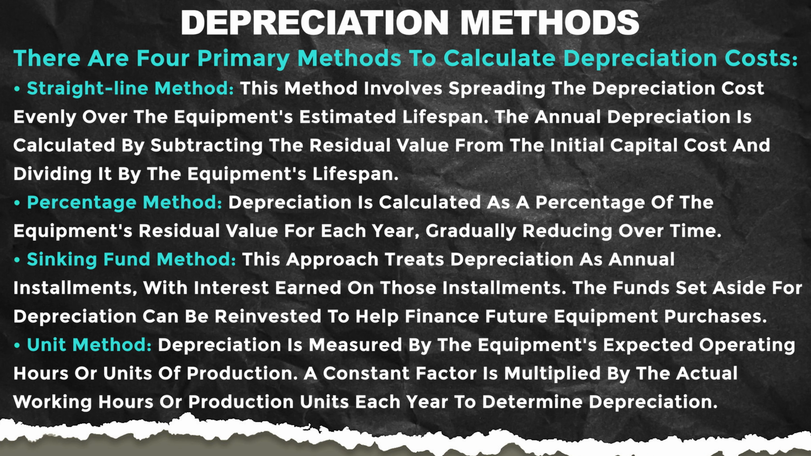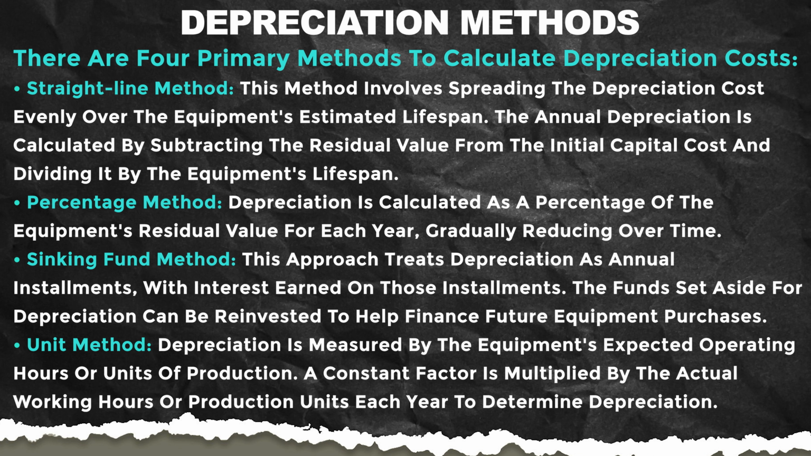First is the straight line method. This method involves spreading the depreciation cost evenly across the equipment's estimated lifespan. The annual depreciation is calculated by subtracting the residual value from the initial capital cost and dividing it by the equipment's lifespan. Next is the percentage method. Depreciation is calculated as a percentage of the equipment's residual value for each year, gradually reducing over time.